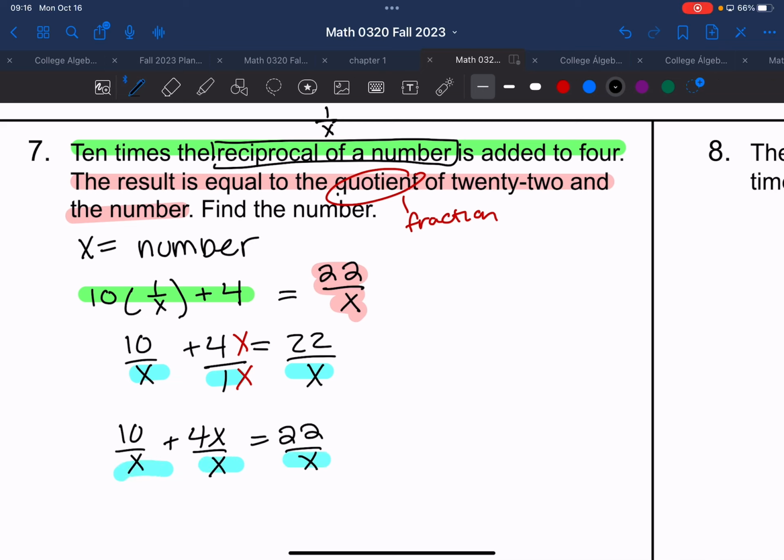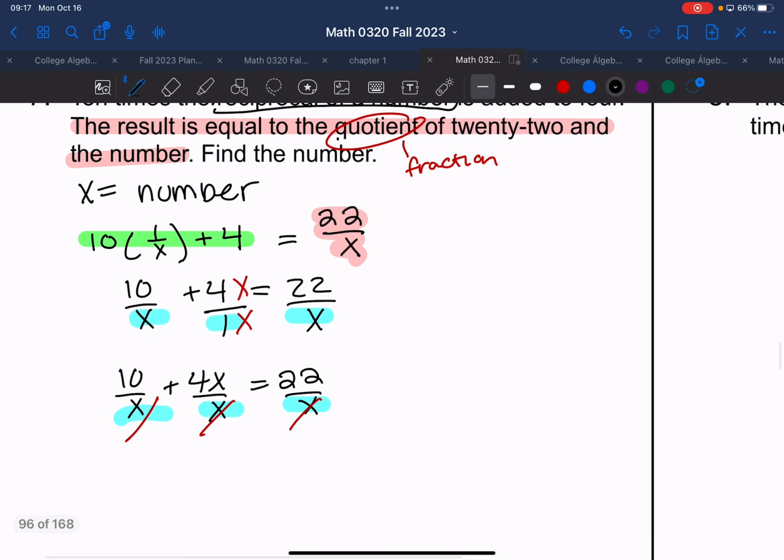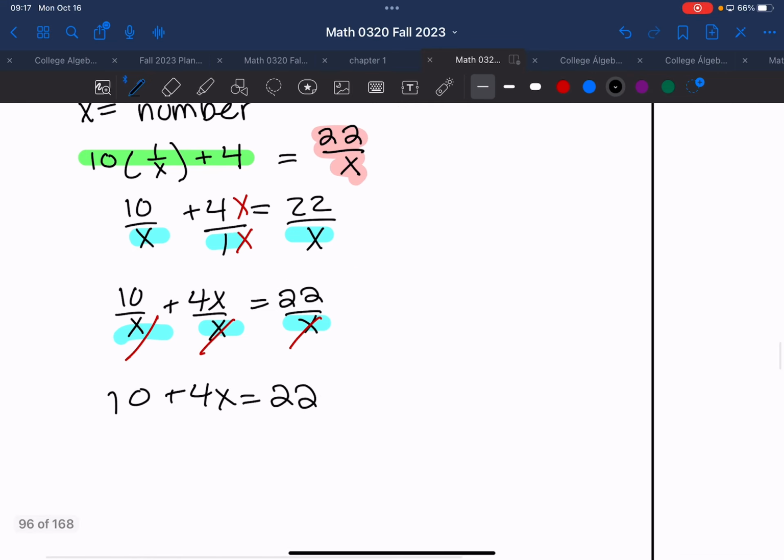We now have a common denominator of all x's, so what can we do? Cancel. So we are left with 10 plus 4x equals 22. So a linear equation where we need to get x by itself. So what are we going to do first? Subtract 10. So we get 4x is equal to 12. And then what's our last step? Divide by 4, and we get x is equal to 3.